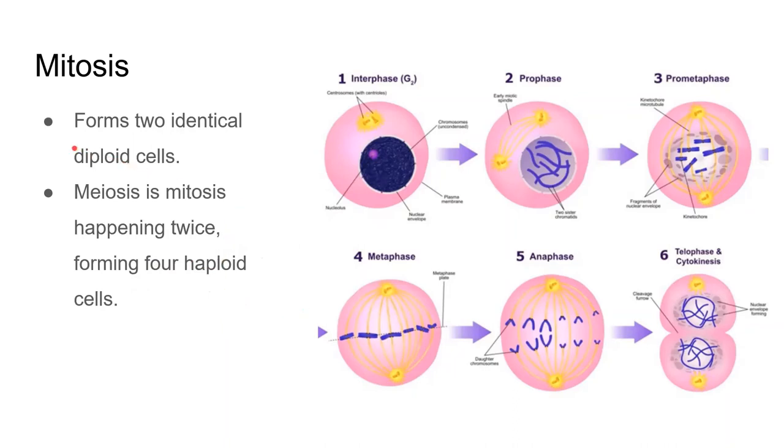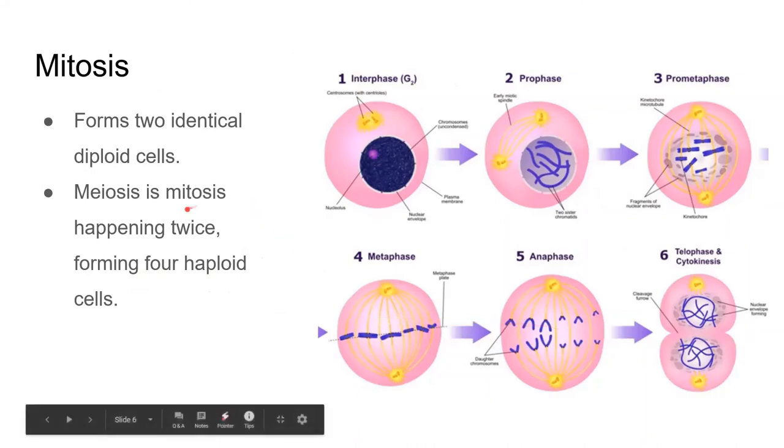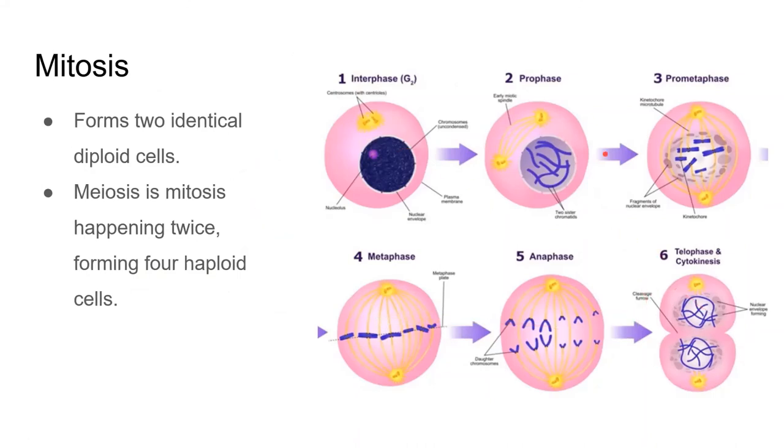So again, mitosis occurs within your somatic cells, produces 2 identical cells. Meiosis happens in sex cells, produces 4 genetically different cells.